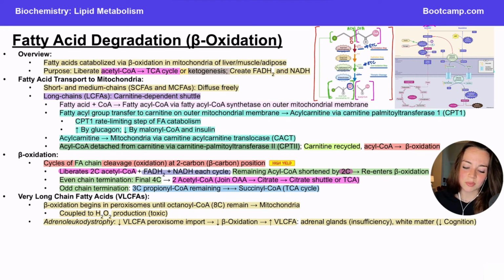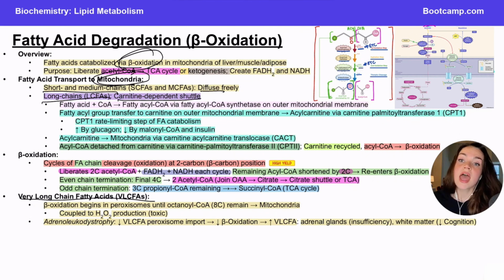So let's sum things up. We talked about beta oxidation, which was how we actually got energy from free fatty acids. First, we talked about how we got those free fatty acids into the mitochondrial matrix. Short and medium chain fatty acids could just diffuse freely. Long chain fatty acids depended on a carnitine-dependent shuttle, and very long chain fatty acids actually had to undergo a slightly different form of beta oxidation in the peroxisomes until they were short enough to join the mitochondria.